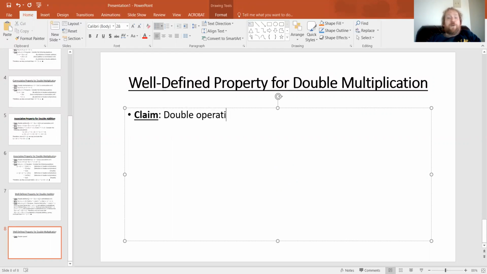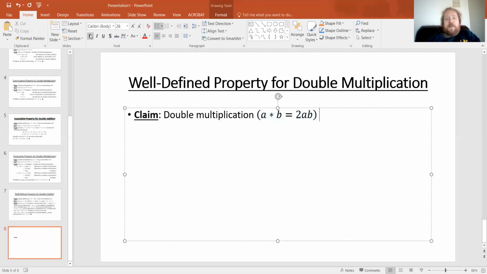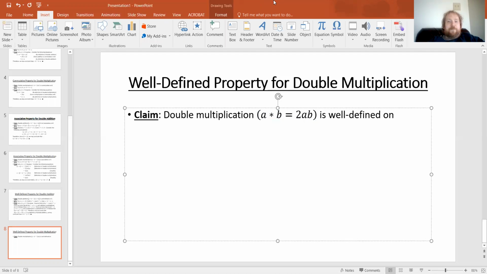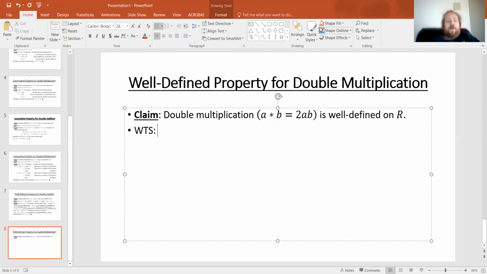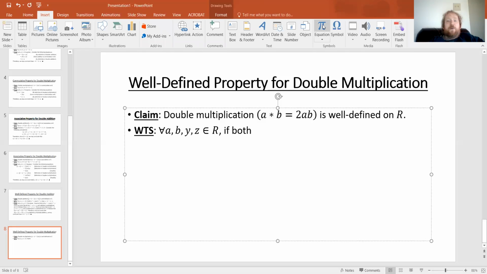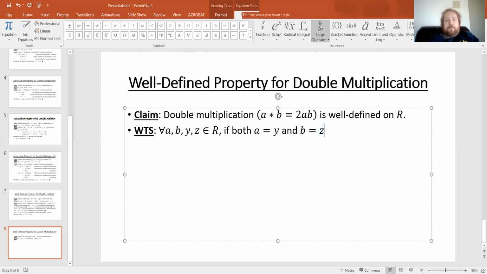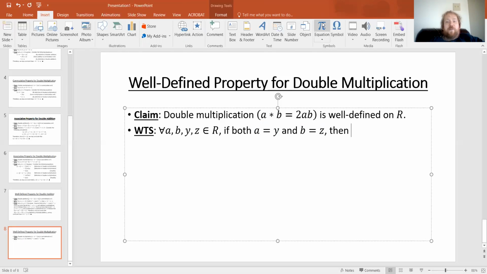So we've got the operation double multiplication given by the equation A star B equals 2AB is well defined on R. This means that we want to show, if we apply the definition of well-defined to the set R, that for all A, B, Y, Z in R, if both A equals Y and B equals Z, then A star B equals Y star Z.